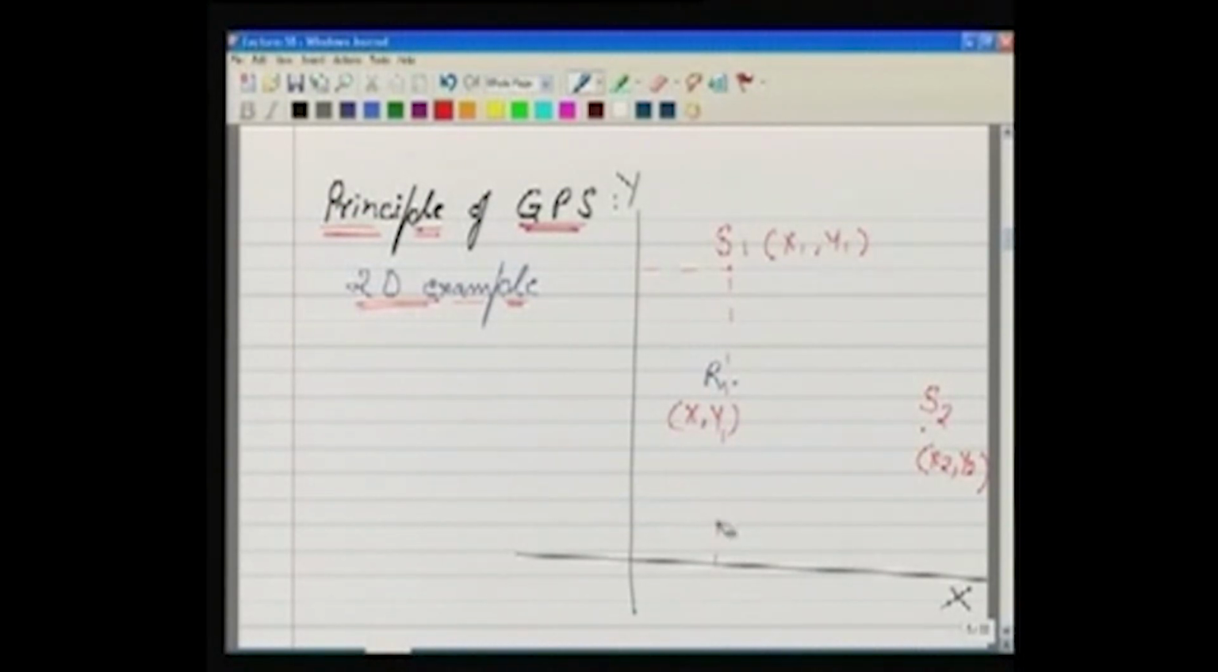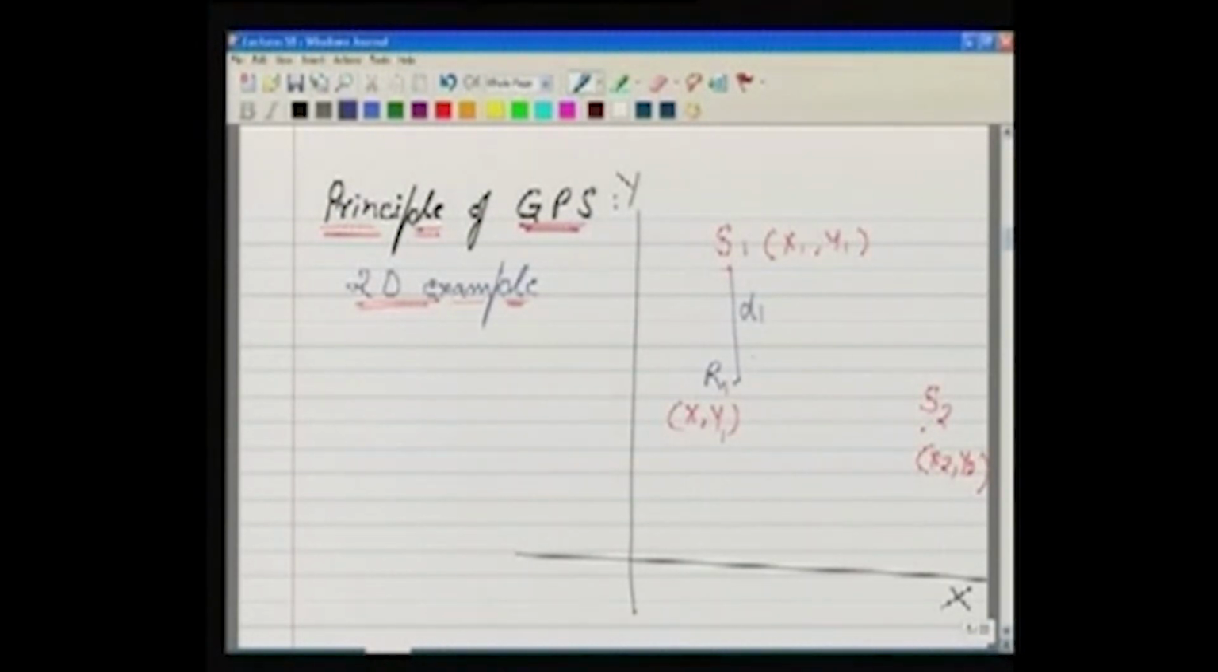Now how should we do that? How can we determine the coordinates? Let us say R is the receiver and S1 and S2 are the satellites. The receiver has the possibility to determine its distance from the satellites. So this receiver can measure this distance, which we call D1. It can also measure the distance D2. The receiver can do this.